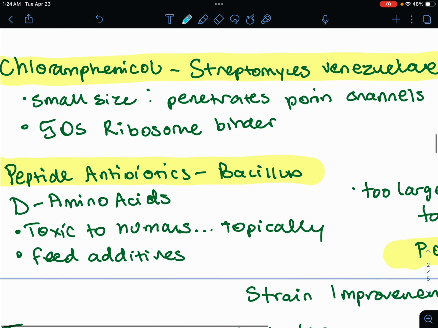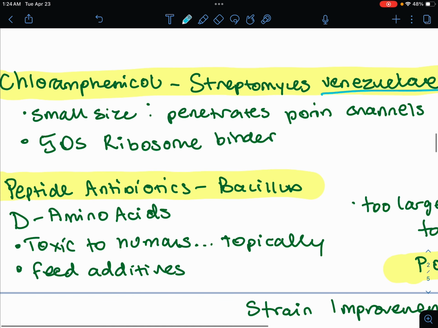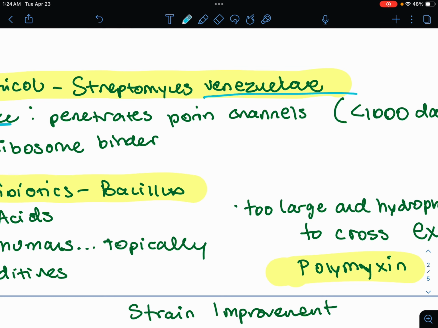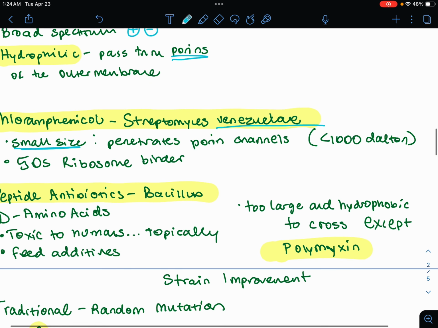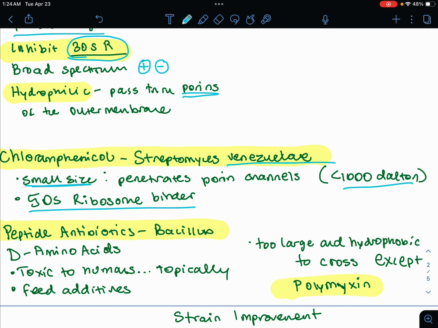Next one is chloramphenicol. This is from Streptomyces venezuelae. This is easier to synthesize. It's very small. It's able to penetrate the porin channels due to its small size of less than 1,000 Daltons. And this one goes back to the 50S ribosome subunit, again inhibiting synthesis of proteins.